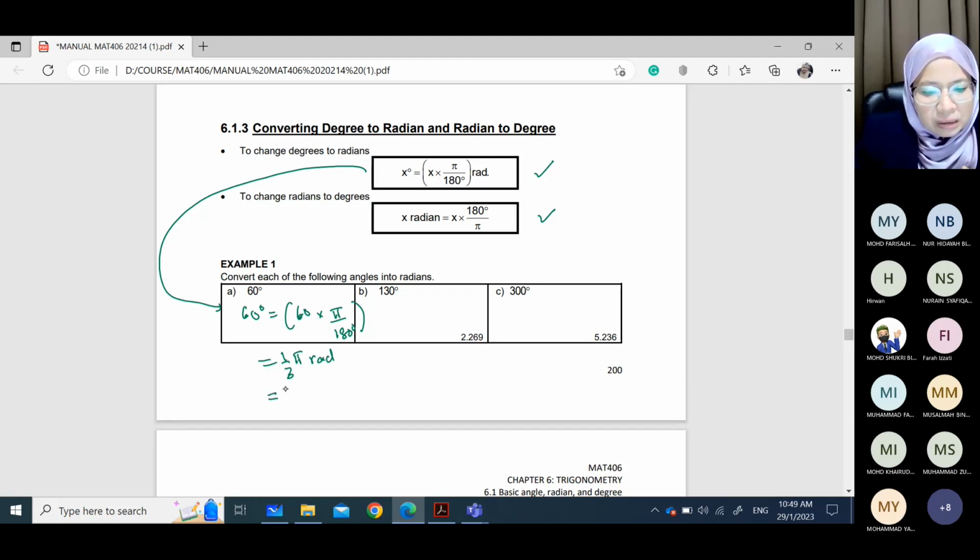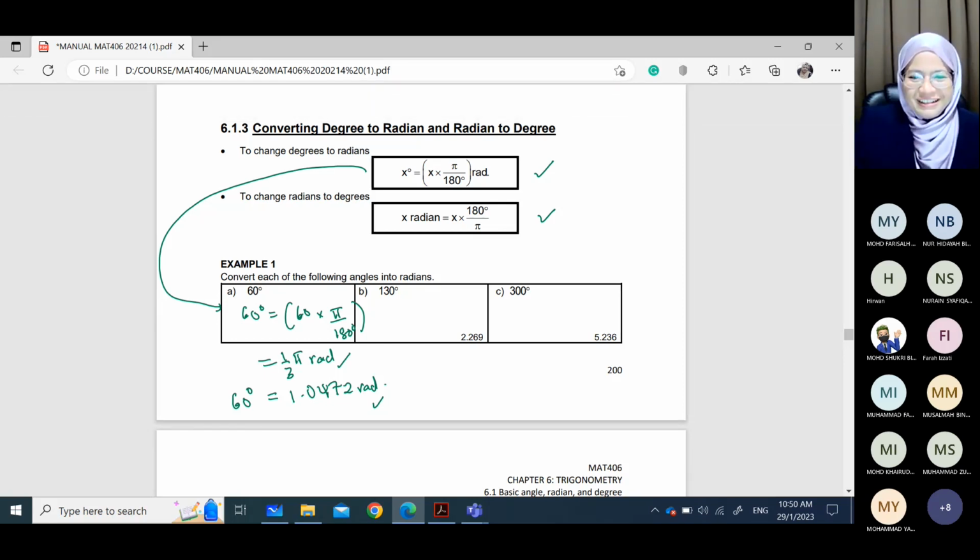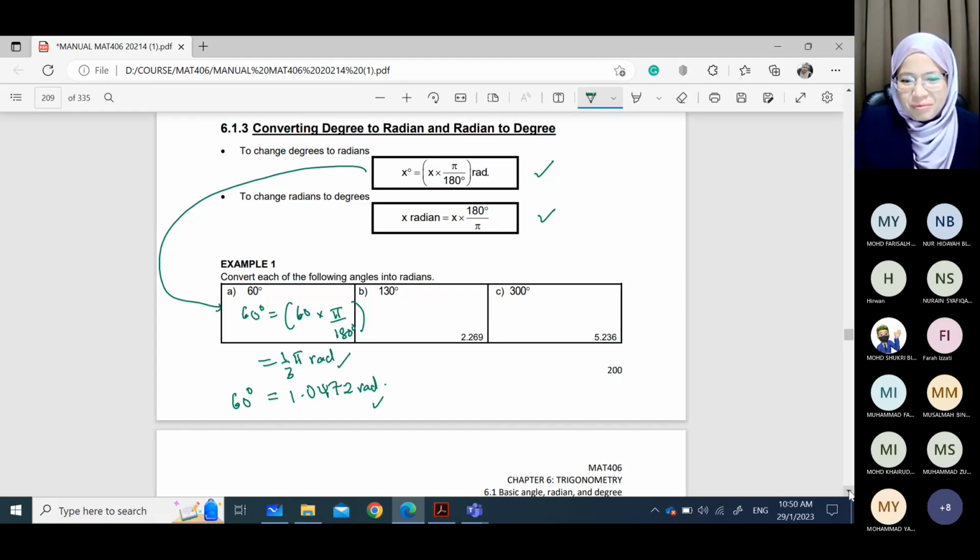Kalau you nak letakkan dalam decimal point pun boleh. We just plug in pi over 3. Dalam decimal places, you akan dapat 1.0472 radian. So, kalau you dalam exam, you nak bagi jawapan dalam bentuk pi ni boleh, dalam ni pun boleh. Okay, so ini maksudnya 60 degrees is equivalent with 1.0472 radian. Dapat tak? Faham tak ni? Boleh ikut?